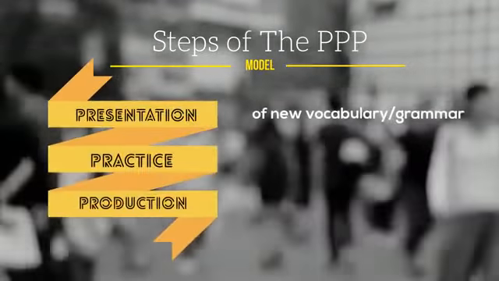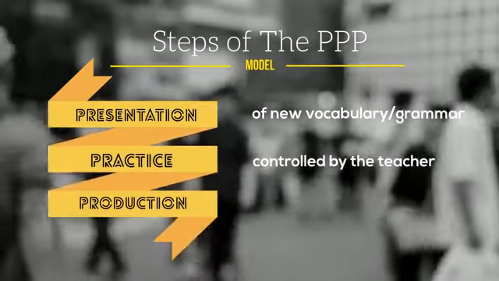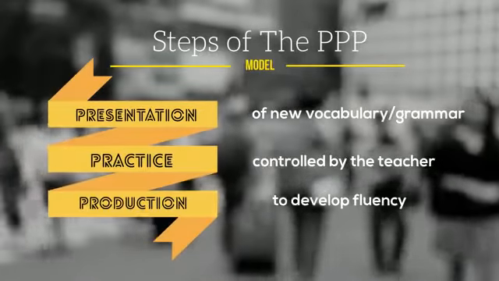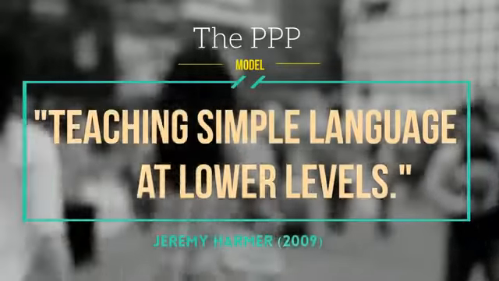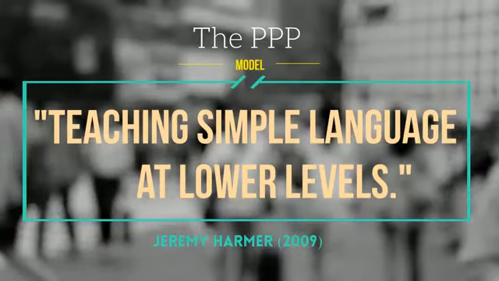First comes the presentation of new vocabulary or grammatical instruction, then it's followed by controlled practice to finish with fluent production. The PPP is a method that is widely used in teaching simple language at lower levels. Therefore, it is very helpful in contexts like Chilean schools, where English is a foreign language.